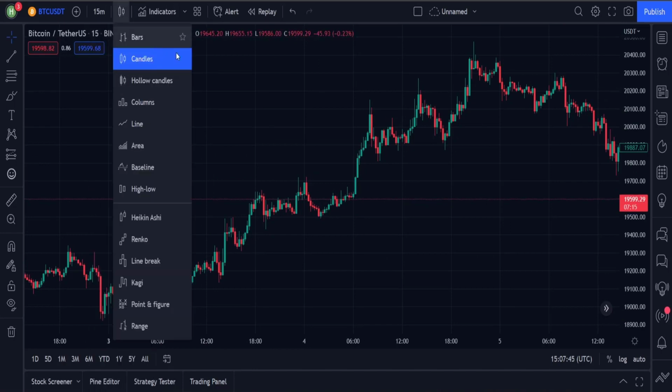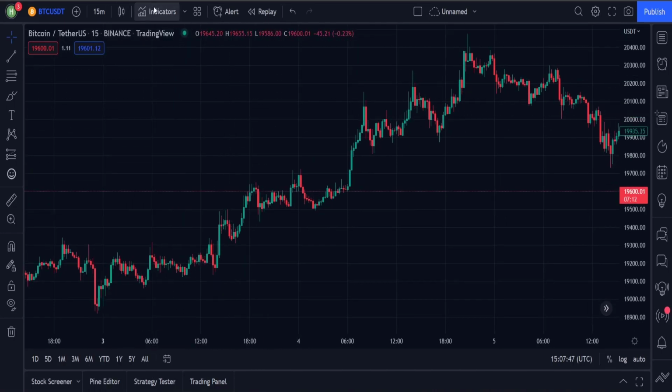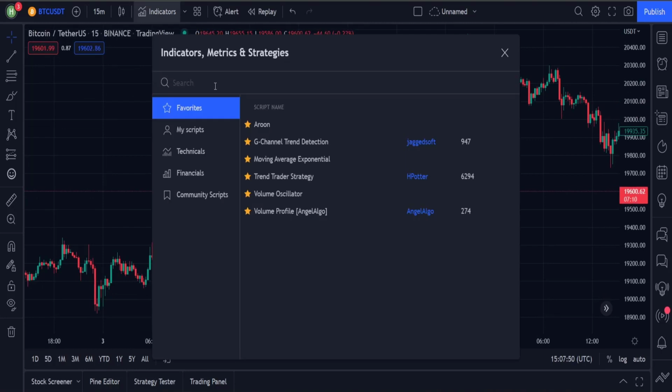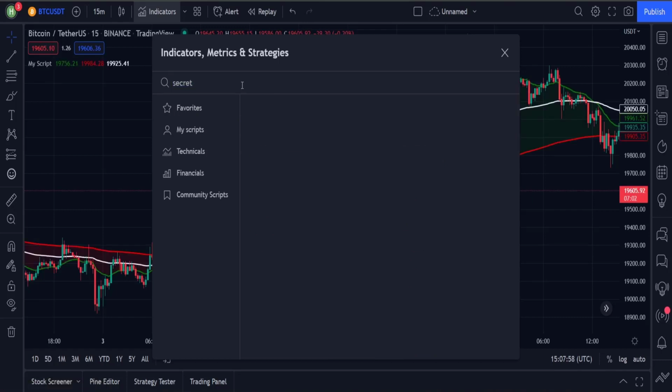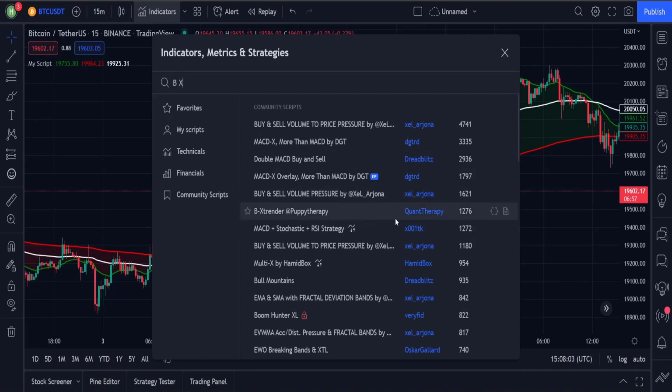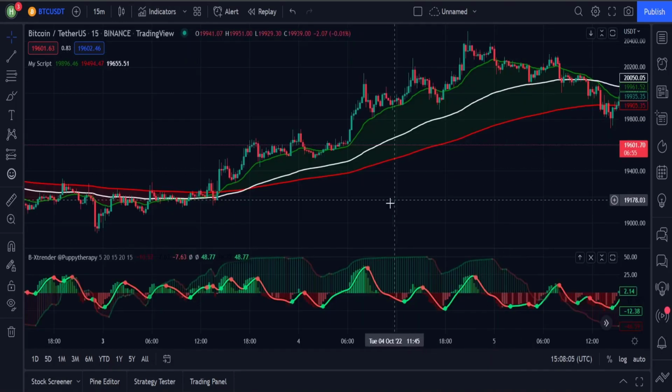To add the indicators to the chart, you first need to click on the Indicators tab and search for the first indicator, which is called the Secret EMA Cloud. Select this indicator by Teddy Kleps. For the second indicator, you want to search for Extender, this indicator by Quant Therapy. We're not going to change any settings on these indicators, we're just going to keep them on default.